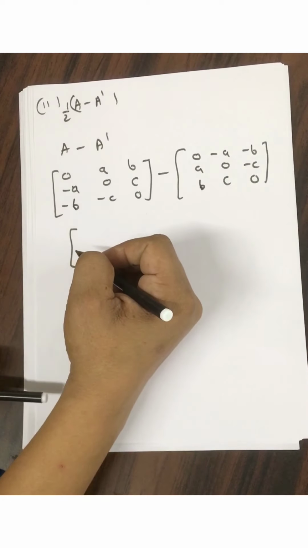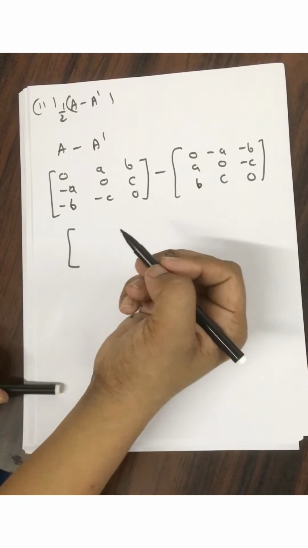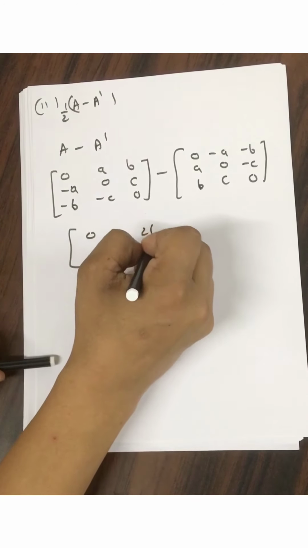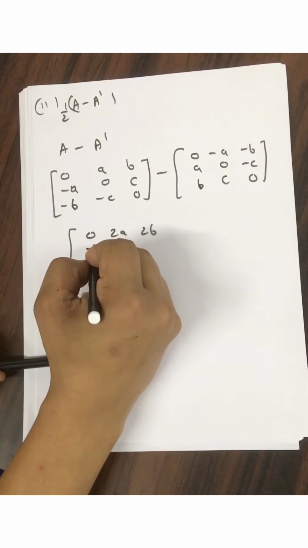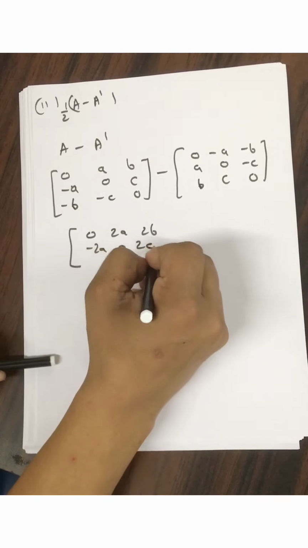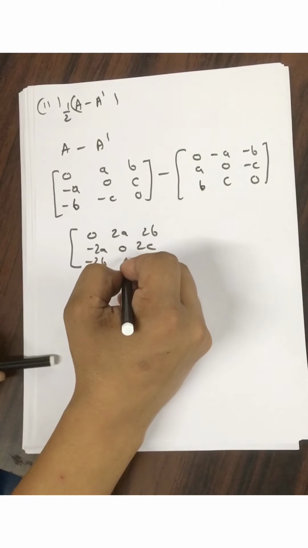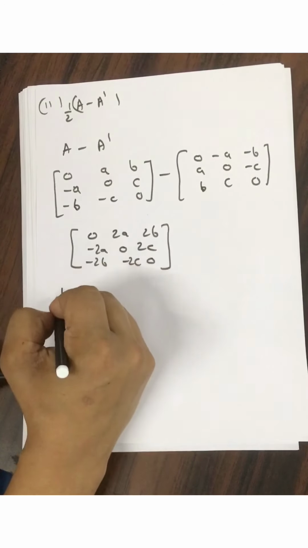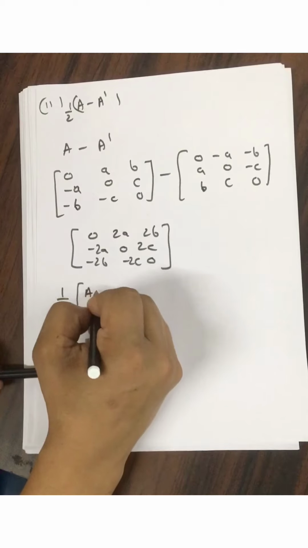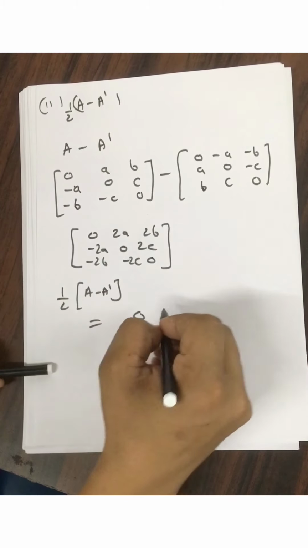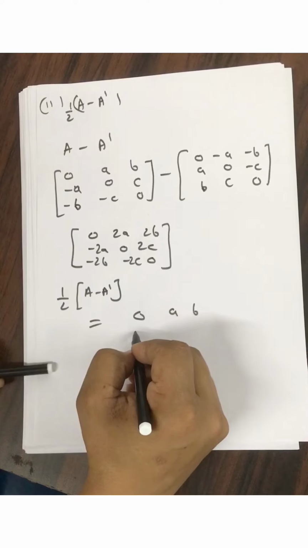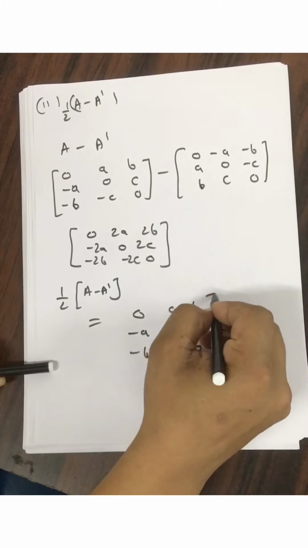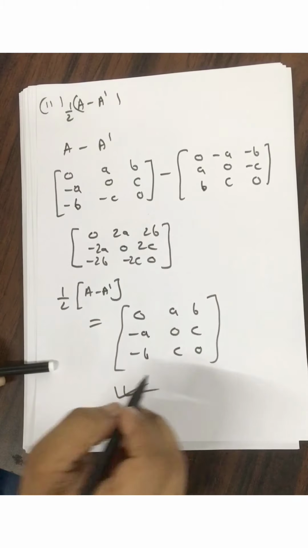See, subtract. This will be 0, 2a, 2b, and this will be minus 2a, 0. This will be 2c. This will be minus 2b. This will be minus 2c, and this will be 0. Then when you find half of this, A minus A dash, it will become 0, a, b, minus a, 0, c, minus b, minus c and 0. Got it? Yes, this is your final answer.